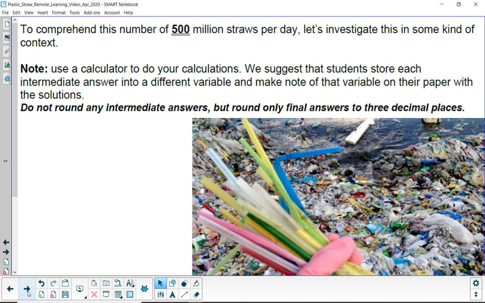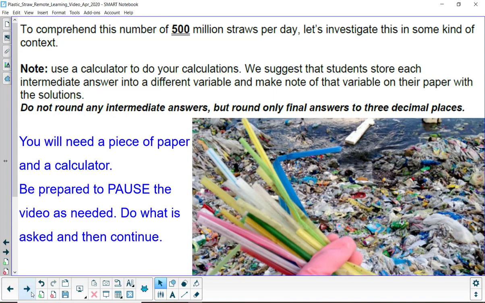So to help us comprehend that number, 500 million straws per day, let's investigate this in some kind of context. Please note, we want you to use a calculator to do your calculations. And we want you to store each intermediate answer into a different variable on your calculator. Make note of that variable on your paper with the solutions. Please don't round any intermediate answers, but round only final answers to 3 decimal places.